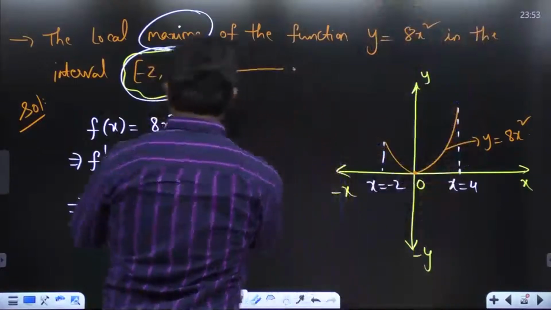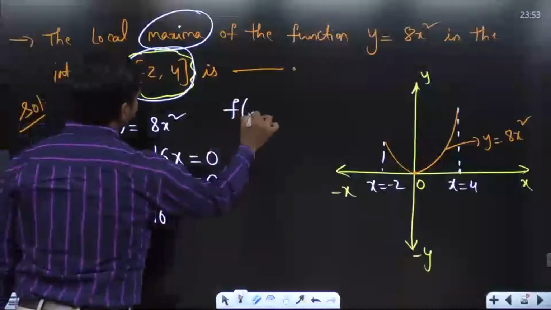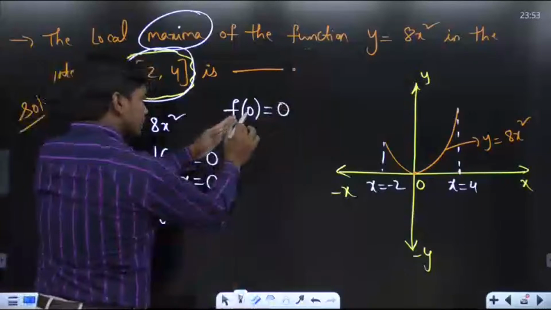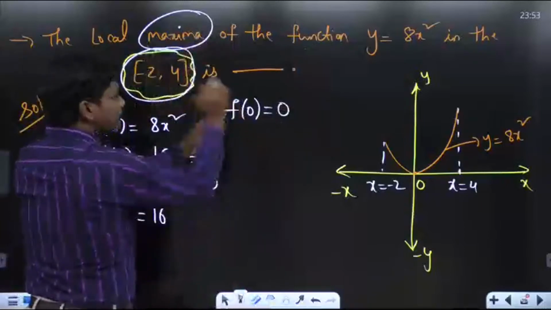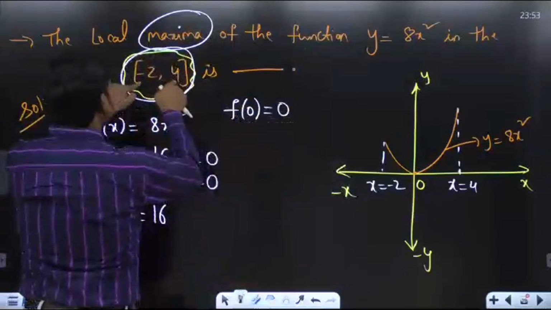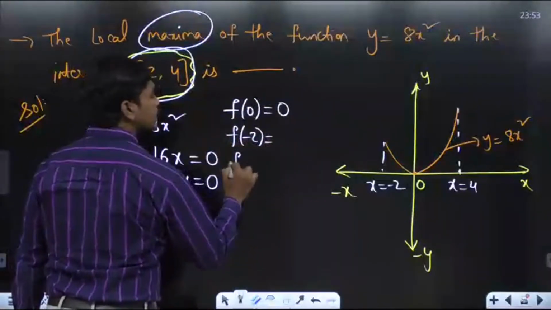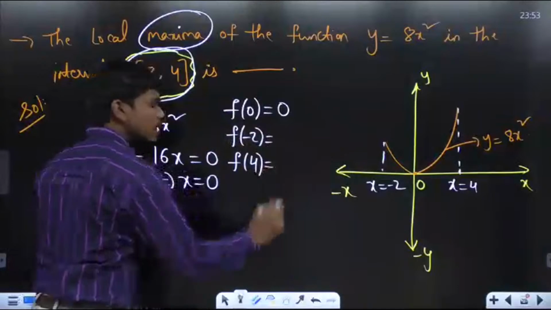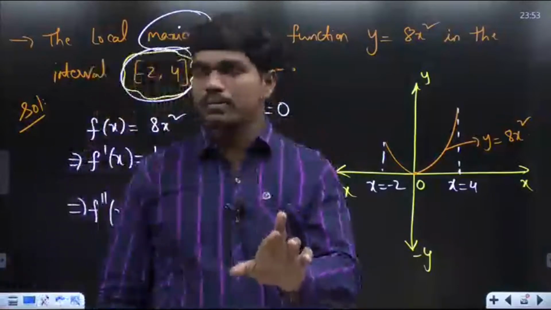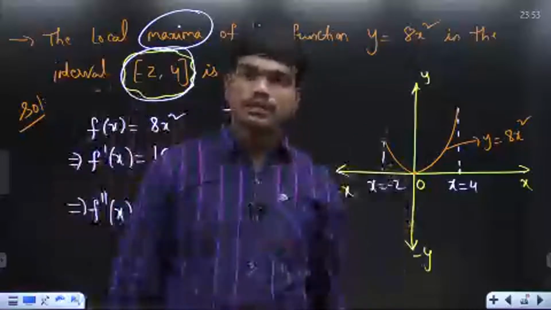Along with calculating f of this stationary point, you can anyhow calculate f of 0. Along with calculating the function values at stationary points, also calculate f of a and f of b, meaning the interval points. Calculate f of minus 2 and also calculate f of 4. If some interval is given in the question, then along with the procedure for maxima and minima, you must also check the boundaries of the interval.